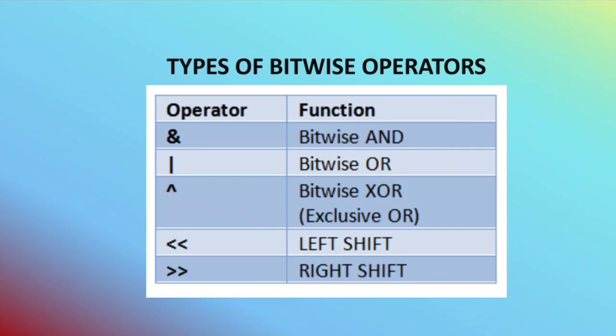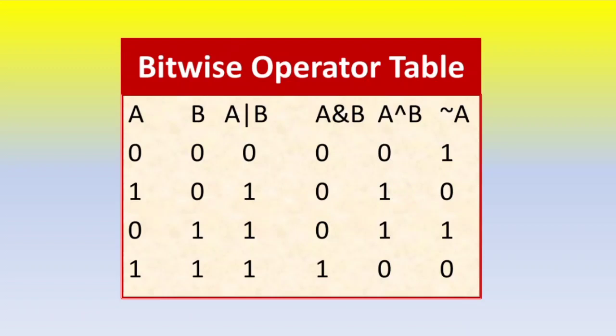Types of bitwise operator. Number one is bitwise AND, then bitwise OR, bitwise XOR, left shift and right shift operator. We will discuss all these operators later in this video. This is the bitwise operator table, showing how they work based on the operators. We will discuss all these with examples.